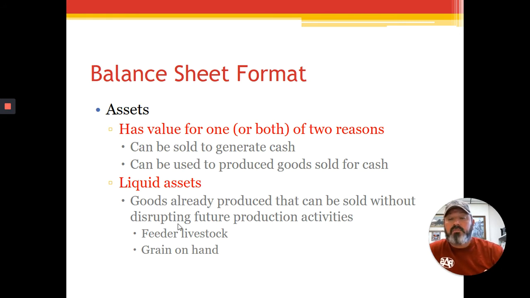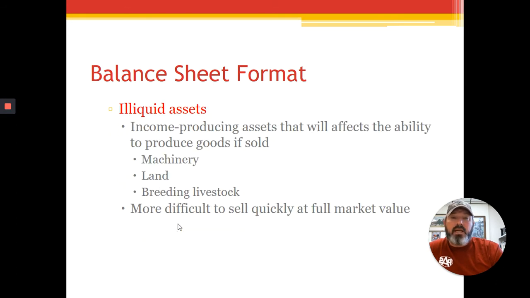It's utilized to produce goods sold for cash. That has a value. And so you put that on the asset side of the ledger. We can break these down further into liquid assets, things that can be sold without disrupting future production activities. So feeder cattle could be sold to generate cash. It's not going to disrupt what you do. Grain in the bin, you could load up the semi and head to town and sell it and get some cash. It's not going to affect your normal operations. That's why we call those liquid assets.